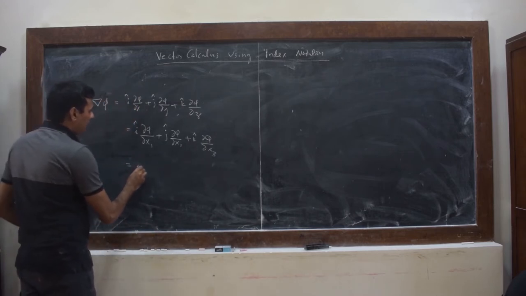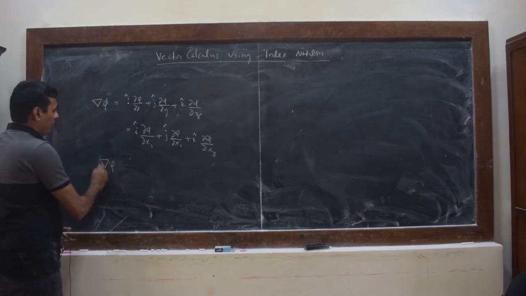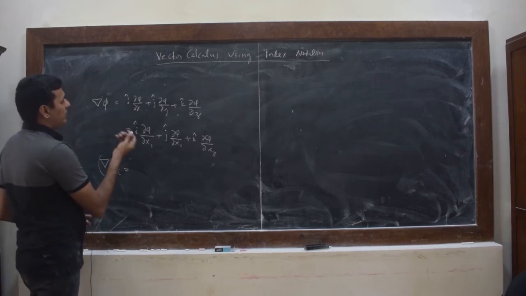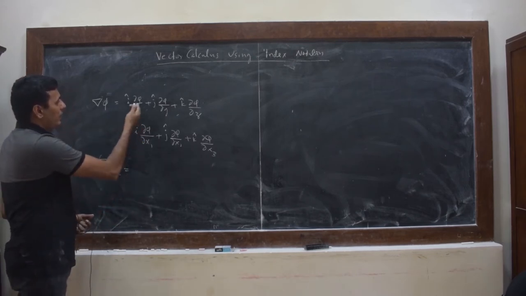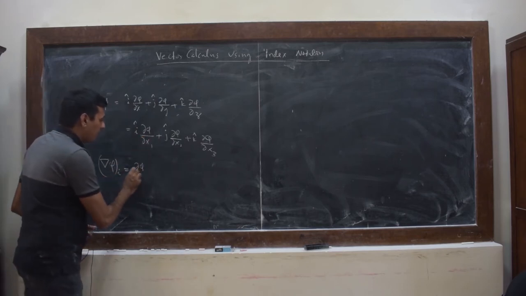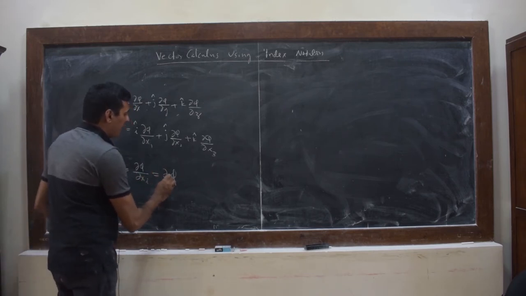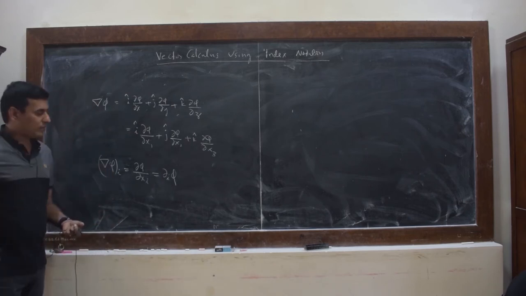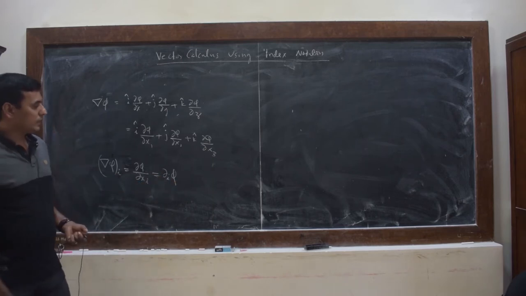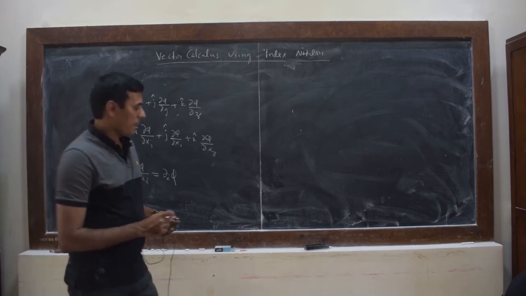Or you can write i into the ith component of del phi. It's a vector, right? Del phi whose ith component, if you take the x component, is going to be del phi by del x, or equivalently del phi by del x1. The ith component you can write as del phi by del xi, or in our notation it's going to be del i phi. So the ith component of the gradient of a scalar is equal to del i phi. This is the gradient.